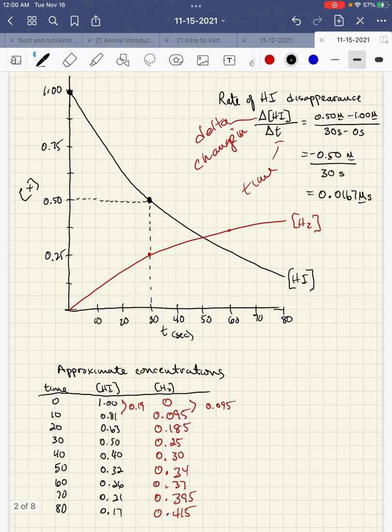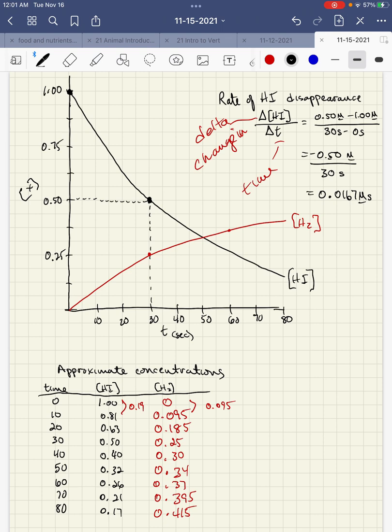Here is a graph of what's happening in this equation. The black curve being the rate of HI disappearance. Notice since it's disappearing, it's getting smaller. And the H2 is appearing, so that is getting bigger.